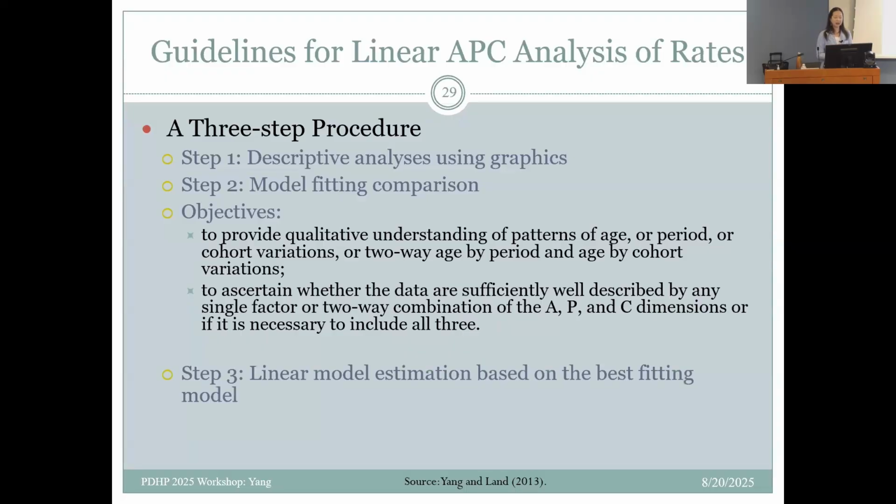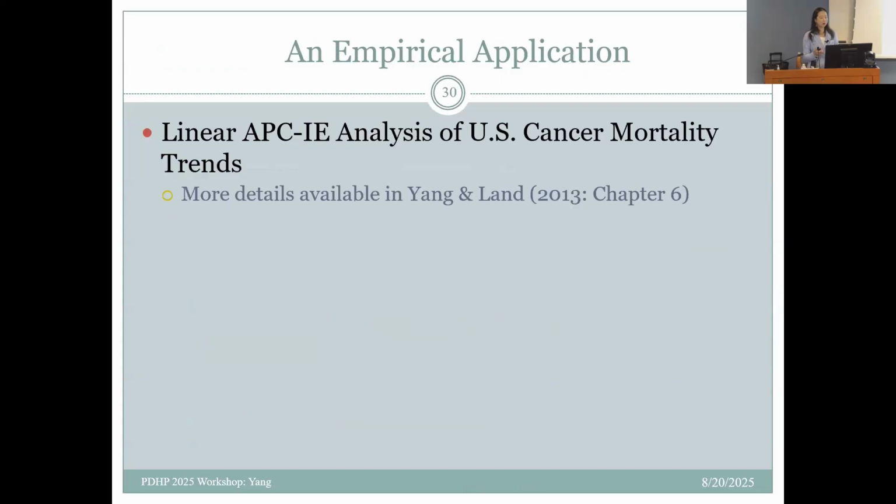And step 3 is to estimate the final model based on the best fitting model. So if the first 2 steps lead to the conclusion that the full APC model is the best model, then use the IE. As an example, I will use the cancer mortality data that I just showed in the previous table, which is also available in chapter 6 of the book, to do this linear APC-IE analysis of US cancer mortality trends.